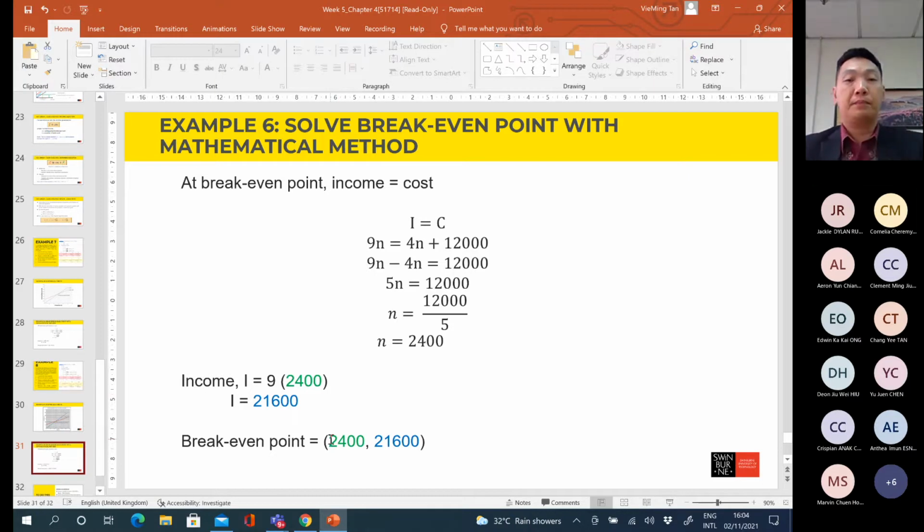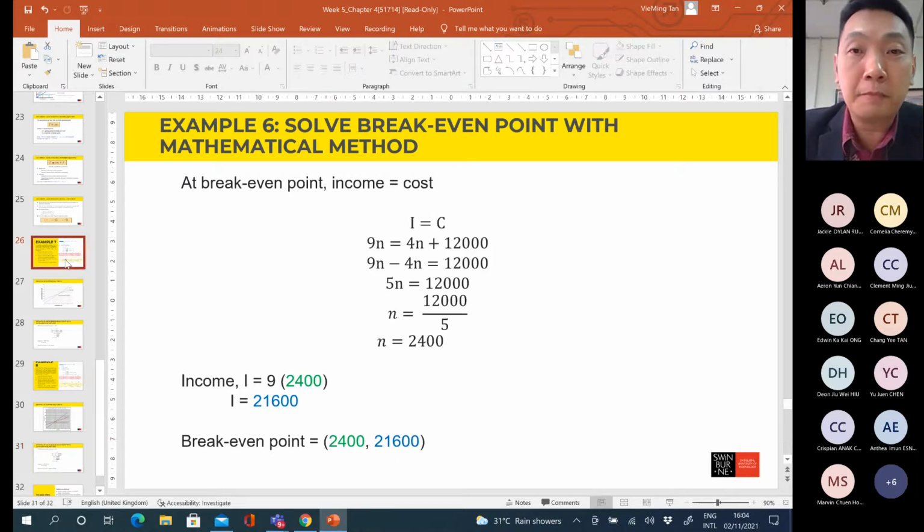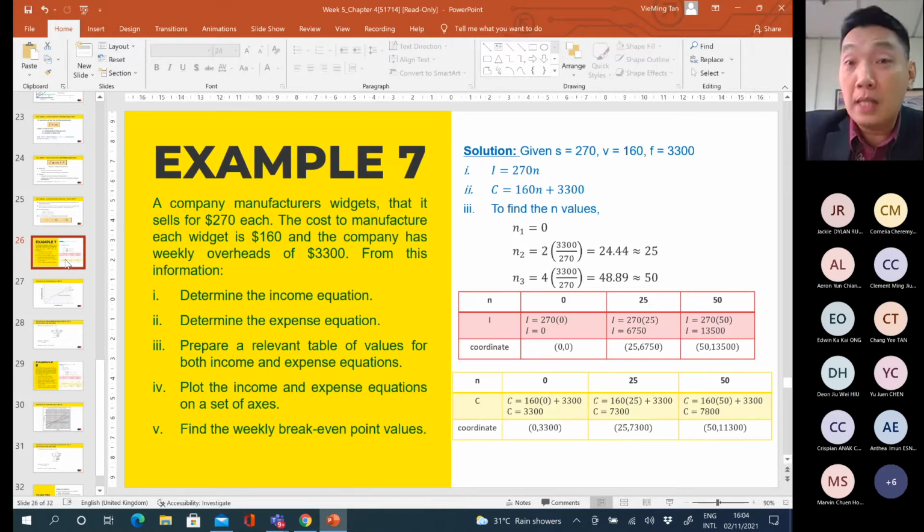So you can use the mathematical method to solve the problem. Okay, then how about the graphical method? The graphical method will be slightly troublesome. That means we need to draw the income line and also the cost line, then identify the intersection point. Okay, so let us try. I'll go back to example 7.